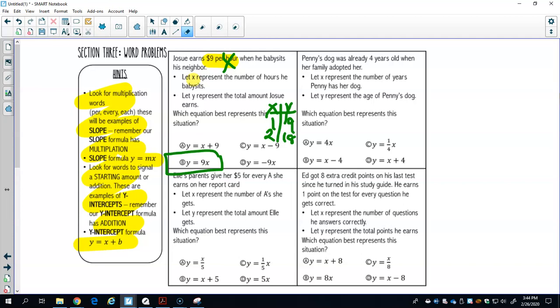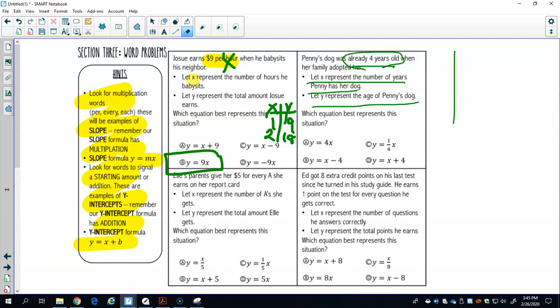Okay, let's look at the next one. Penny's dog was already 4 years old when her family adopted her. X is going to represent the number of years Penny has her dog, and Y is going to represent the age of her dog. So for this, I'm going to think about "already 4." Maybe it's addition, maybe it's multiplication, I'm not sure.